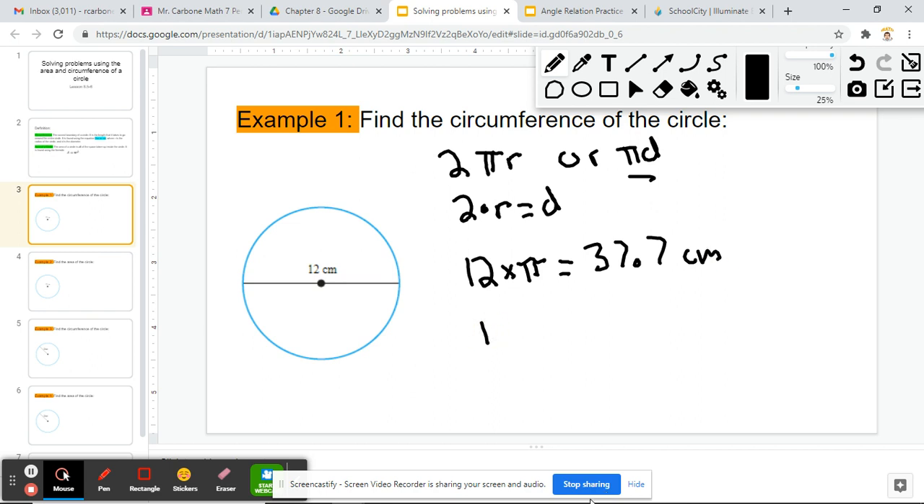Now, I would also accept 12 pi as an answer here. And the reason we accept pi as an answer in math is because it's a lot more exact than just rounding this number here to 37.7, right? 12 pi is a more exact number, so I would leave this pi here attached if I wanted to. But both of these right here could be considered correct answers.